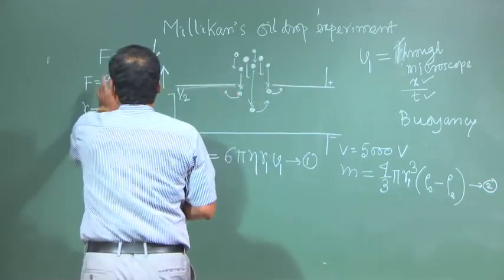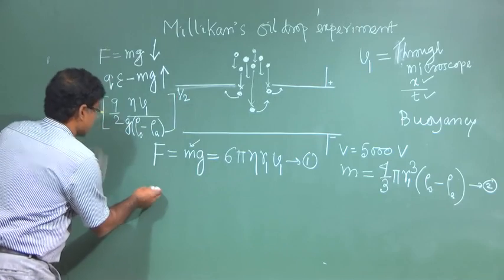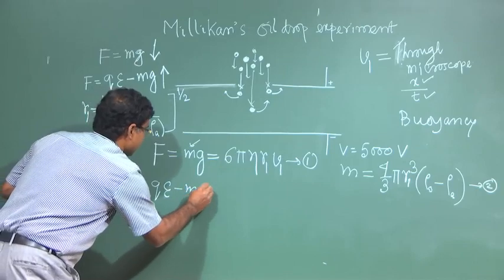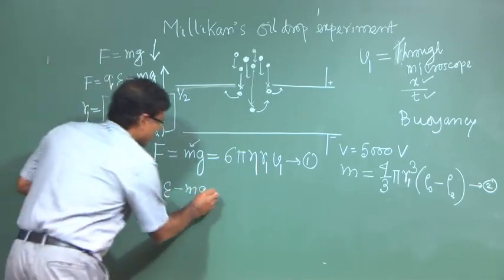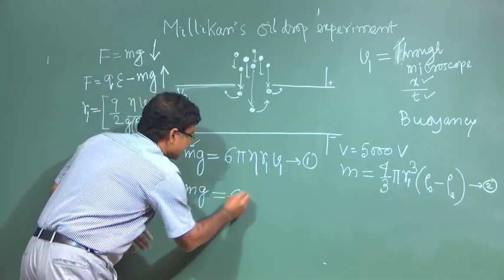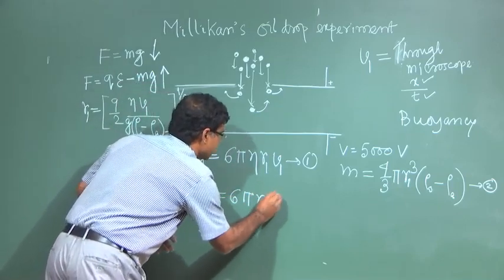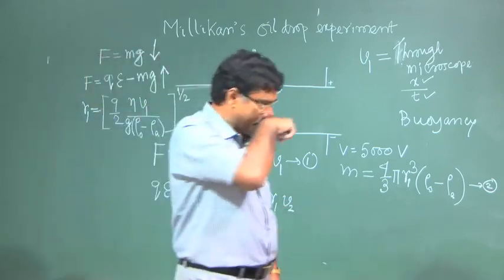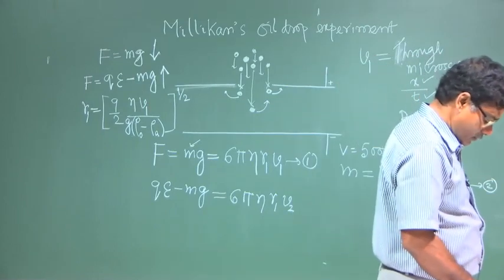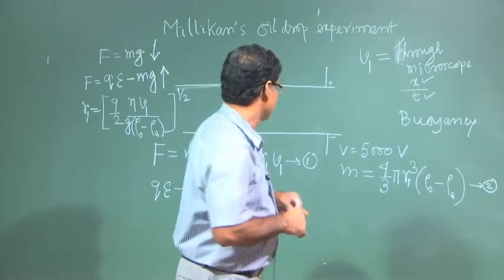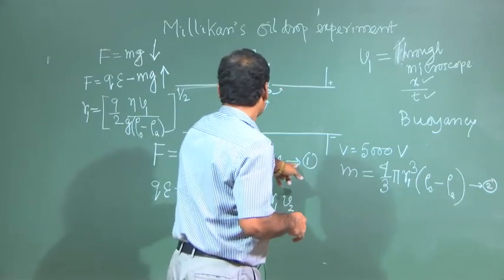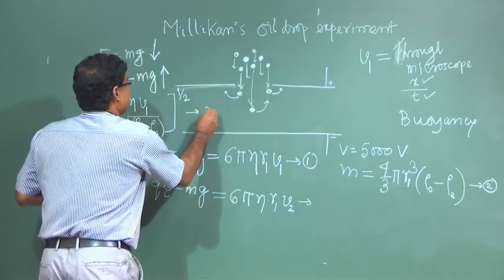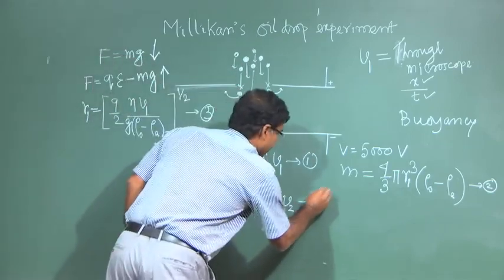So I can write the net upward force, QE minus mg, and that force will be balanced by 6 pi eta R1 times the terminal velocity, which will now be different, V2. Now let us call this equation 3 and this equation 4.